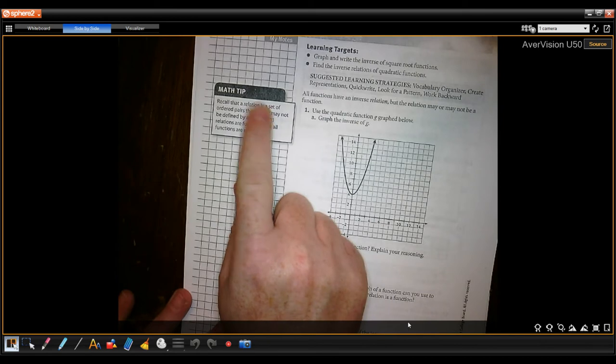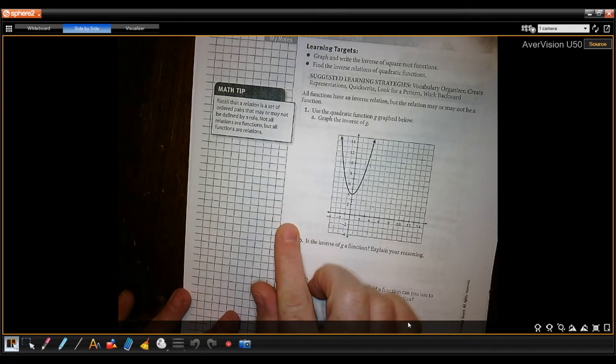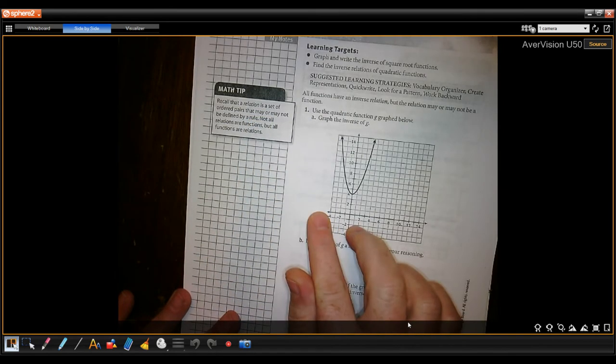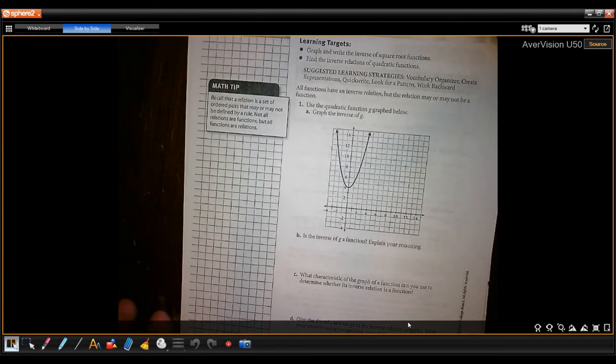So it says all functions have inverse relations, but the relation may or may not be a function. So remember, a relation is a set of points, like a scatter plot. That doesn't have to be a function. But a function is a relation, because a relation is just a set of points graphed. And sometimes it makes a shape a function, sometimes it doesn't. It's just a vocab lesson.